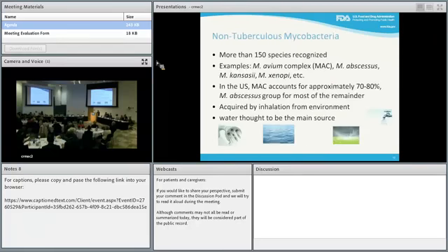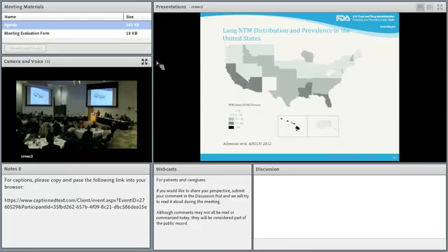Non-tuberculous mycobacteria, there are more than 150 species, and a handful of them cause human disease. And you're going to hear some of the names repeated throughout this workshop. In the United States, Mycobacterium avium complex, or MAC, accounts for most of the cases, approximately 70 to 80%, with M. abscessus accounting for most of the remainder. The organisms are acquired by inhalation from the environment, and water is thought to be the main source. This is a map of the United States, and the darker areas represent areas where there are more cases of the disease, and as you can see, there are more cases along coastal lines.